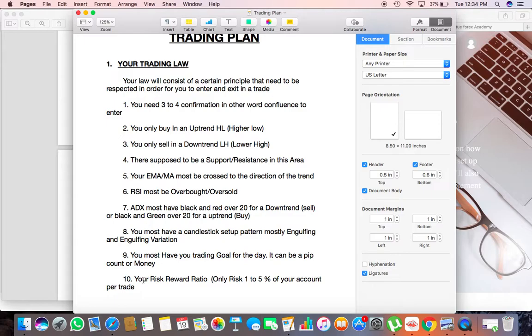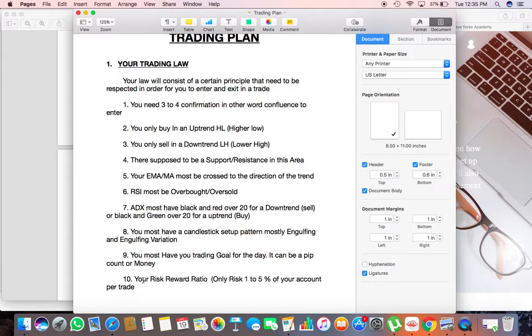And then your risk reward ratio. You need to know, if I'm gonna risk this amount, I need to make this amount. Make sure you also have your risk management: you can only risk 1 to 5% of your account per trade. If you have a $100 account and you risk 1%, you can only risk $1 per trade. If you have a $1,000 account and risk 5%, it's $50. You're risking $50 to make 3 times $50. That's a 1 to 3 ratio.